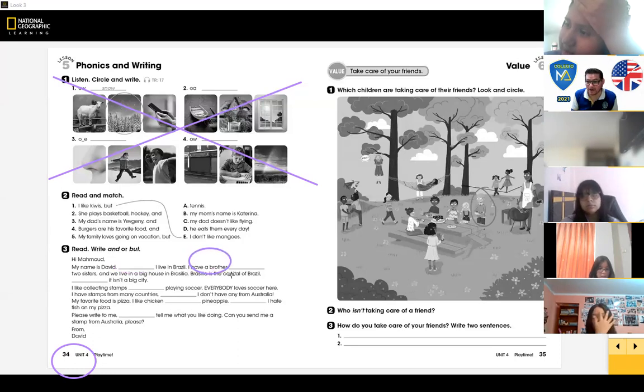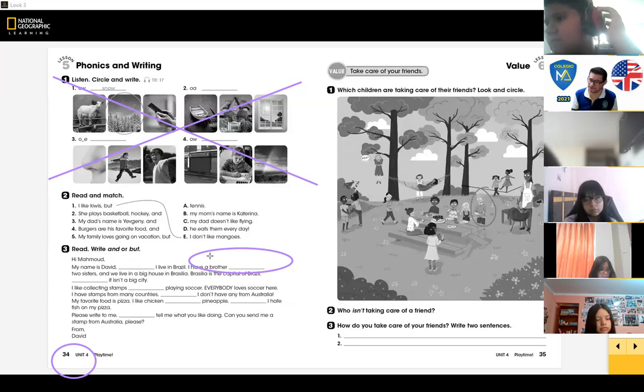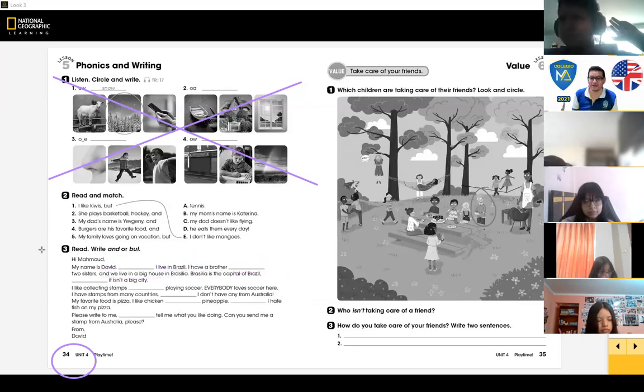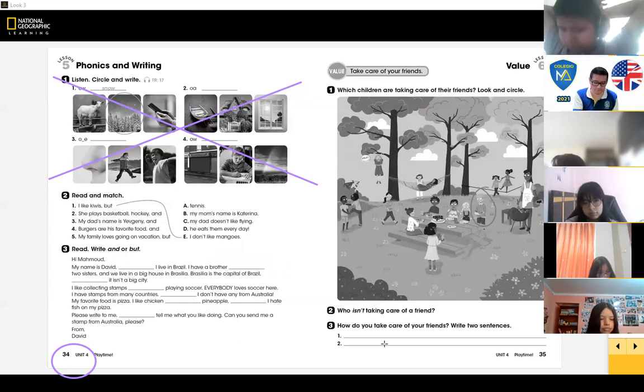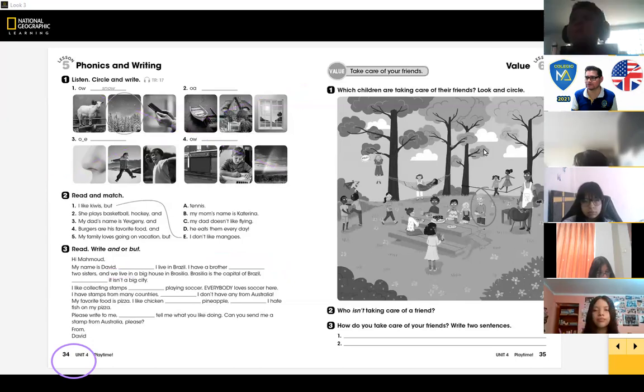I have a brother, ¿qué más? And, claro, seguimos hablando de lo mismo. I have a brother and two sisters, ¿no? Yeah, and we live in a big house in Brasilia. But, van a completar con and o con but. Eso sería la página 100. Luego también les voy a dejar la 101. Esto es activity 2 and 3. Luego les va a quedar también la 101. Esta de acá, la siguiente activity. Esto está recontra sencillo. ¿Ya?